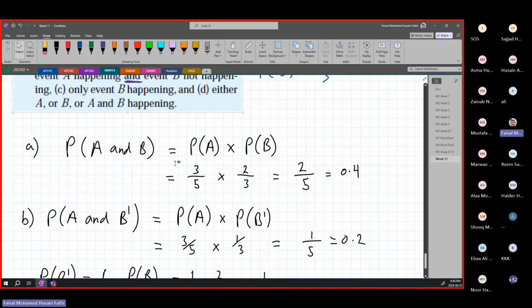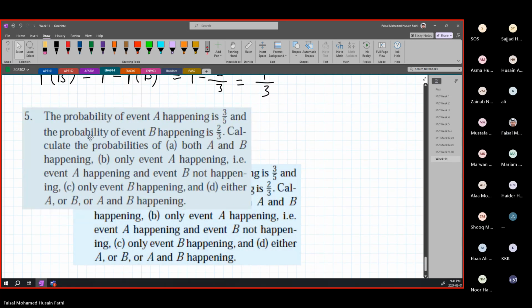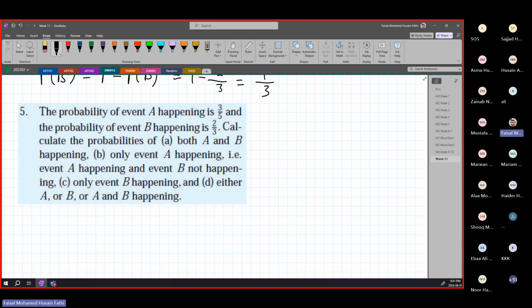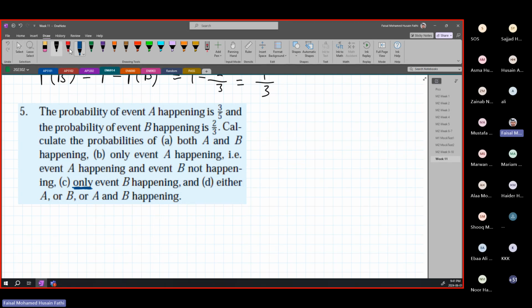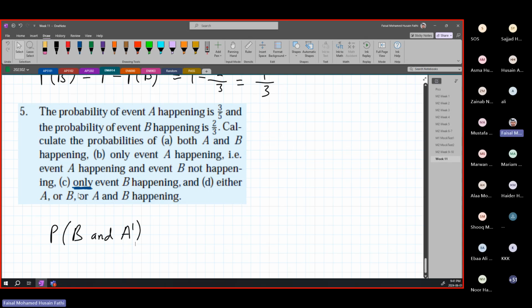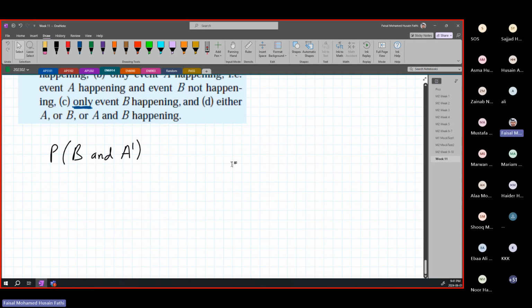Let's look at part C. Part C says only event B happening. So it's very important to know that only B is happening, meaning we want the same thing as part B, but in this case for the event of B. So in other words, we want P of B, only B happening means and not A happening. When they tell you only one thing happens, it means that this will happen and that will not happen. This is what is meant by only.